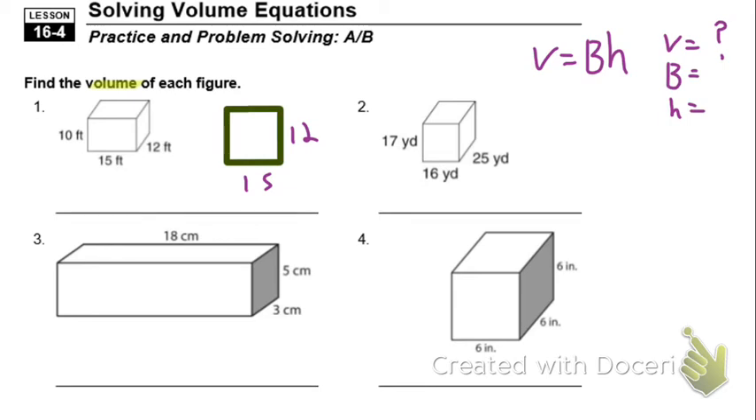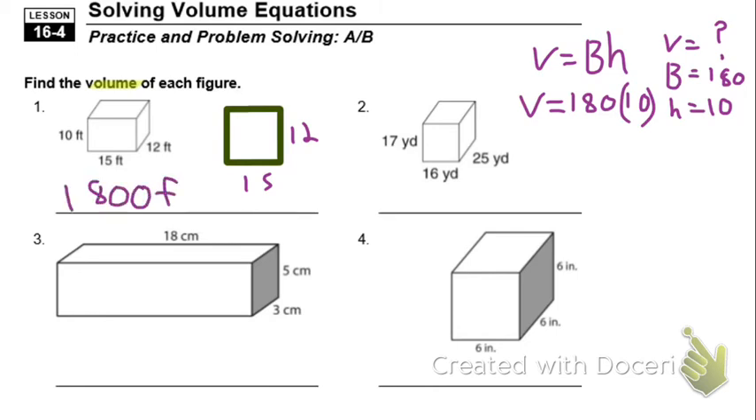So the area of the base is 180, and we know that the height is 10. So now we have everything we need. We plug that into the formula: 180 times 10. So it has a volume of 1,800 feet cubed. Remember, guys, now our units are cubed.